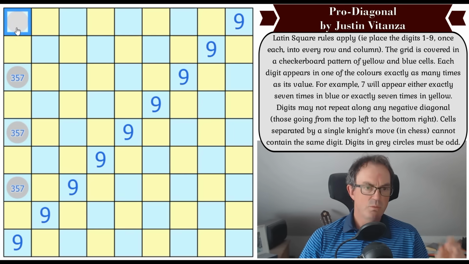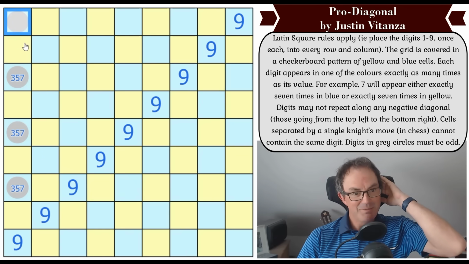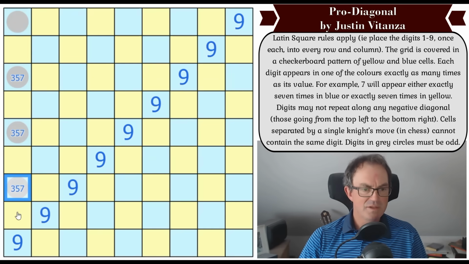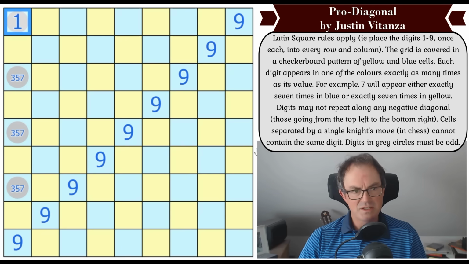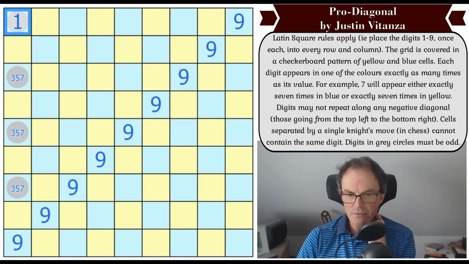But now that's got to be a 1, because now it's got to be odd, and it's got to be odd because it's a circle. And it can't be 3, 5, 7, or 9. I think that means this digit is a 1. This is a completely nuts puzzle. It's absolutely brilliant. Hang on, there's another rule, isn't there? There's a knight's move rule as well.